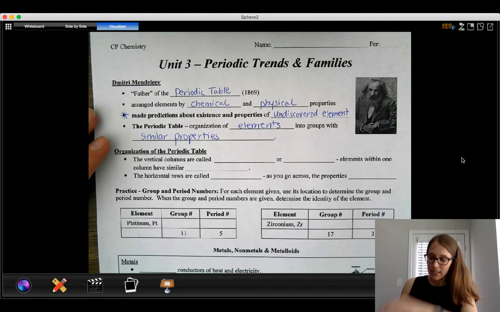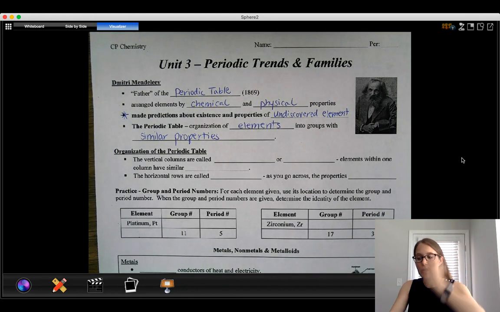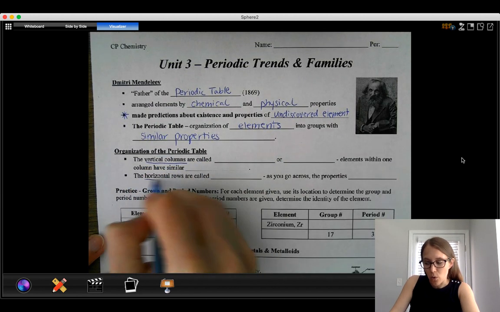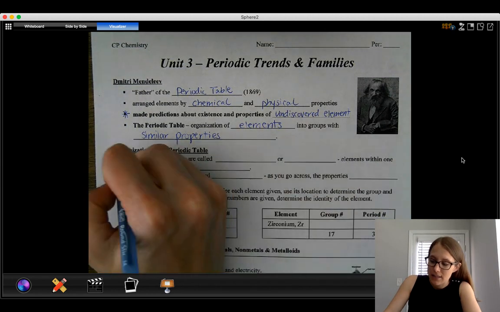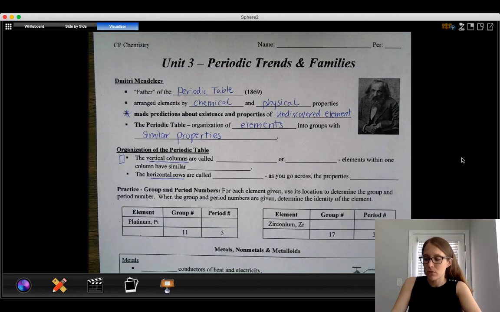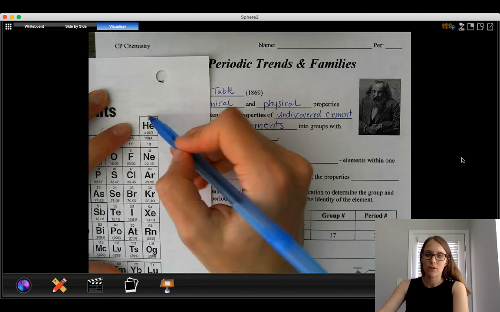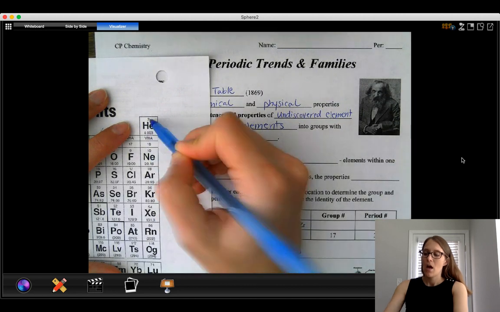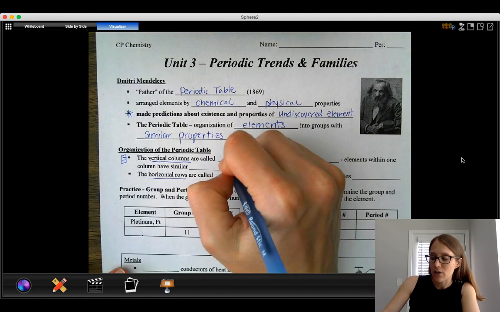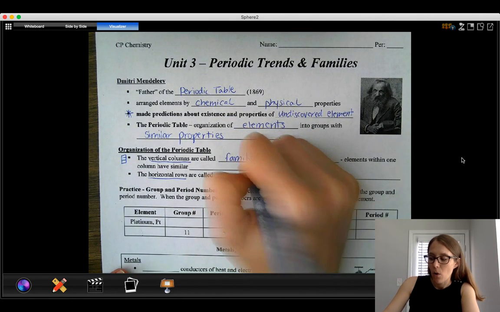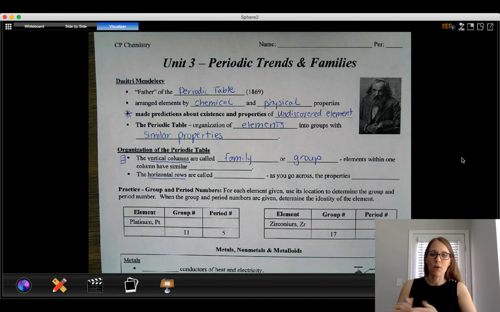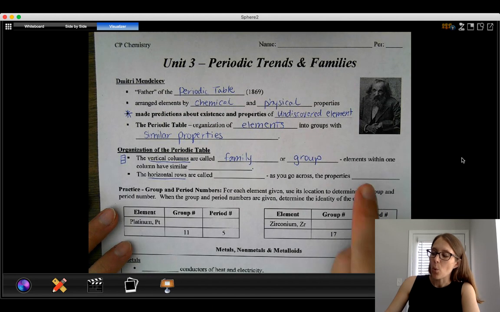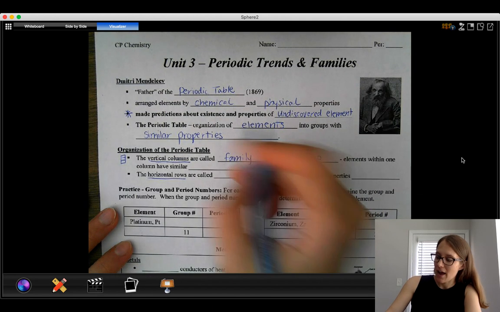All right, on the periodic table, we have what are called vertical columns and horizontal rows. So vertical columns mean up and down. And these up and down sections of the periodic table, so if I look at a group of elements that are stacked on top of each other, for example, this group over here, when we look at that, that is called either a family or a group. So we use both of those terms to describe an up and down column on the periodic table. Within a family or a group, elements are going to have similar properties.